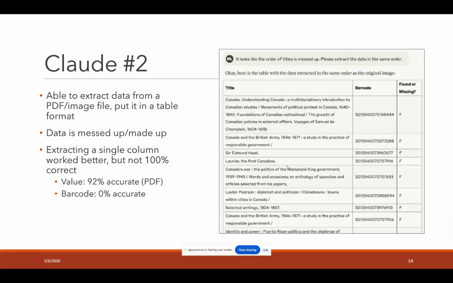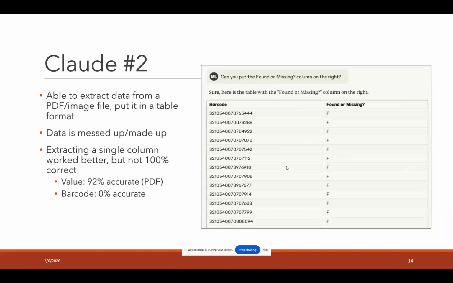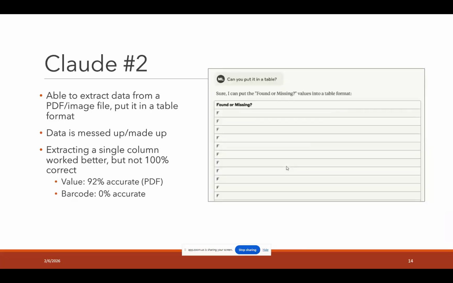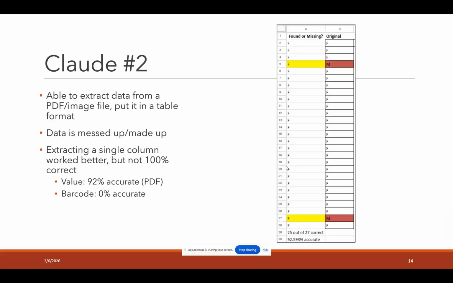So it was actually able to generate a table successfully, but apparently extracting data from multiple columns was too much. It was messing up and making up data. For example, titles were in a different order, barcodes were made up, and the number of rows was not always correct. Extracting a single column worked better, but accuracy was still not 100%. It was about 92%-ish. Barcode was 100% wrong.